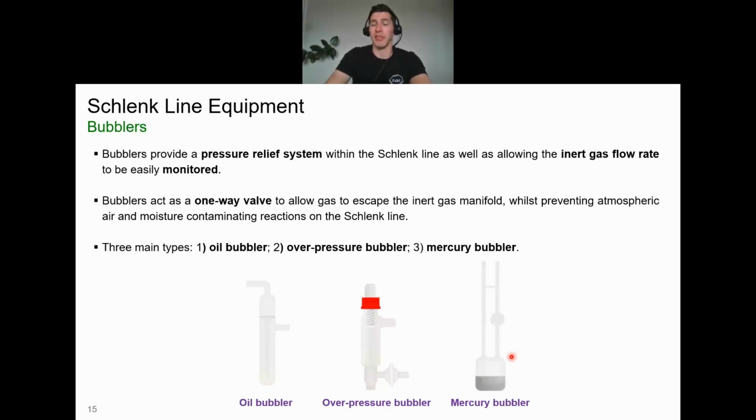That means that even if we apply a vacuum to the bubbler and to the inert gas manifold, the mercury will only stay at 76 millimeters, so that we can evacuate the inert gas manifold. That's particularly useful if we first assemble the Schlenk line, we're cleaning it, or if we want to flush out a reactive gas that we've put through it. But of course, they do come with the obvious safety concerns of dealing with large amounts of liquid mercury.